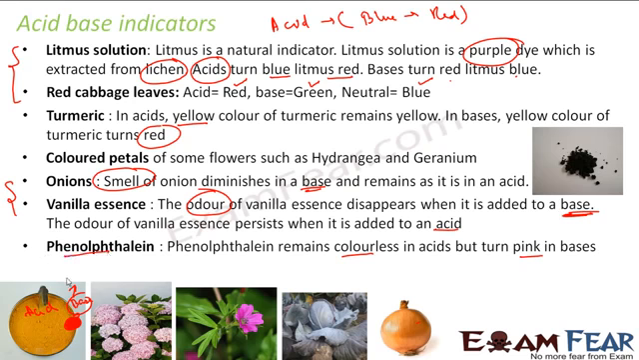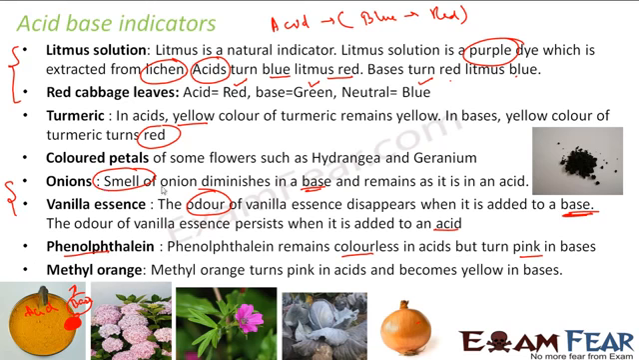This is the phenolphthalein. And the last one here we have is methyl orange. This guy turns pink in acid and yellow in base. So methyl orange is, you put acid, it becomes pink. You put base, it becomes yellow. So these things you have to remember actually.